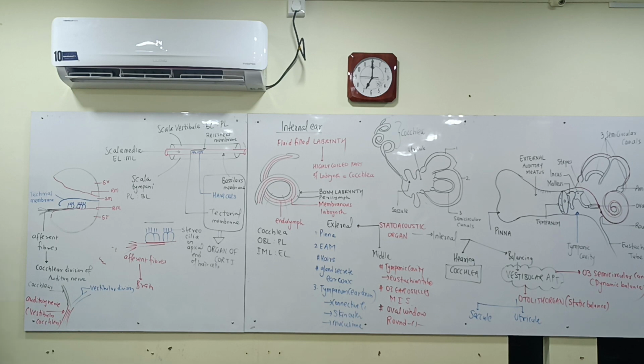So what is the hearing organ called? Loudly. Cochlea. What is the hearing organ called? Cochlea. And how does the cochlea appear? It's a highly coiled what? Labyrinth. Yes.